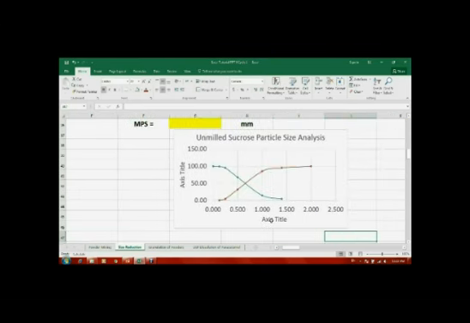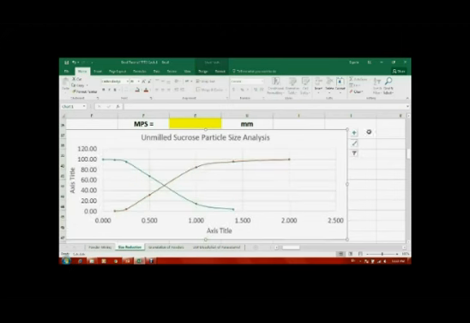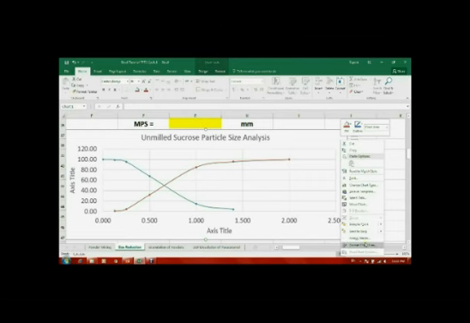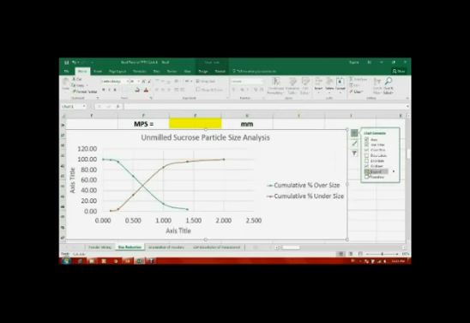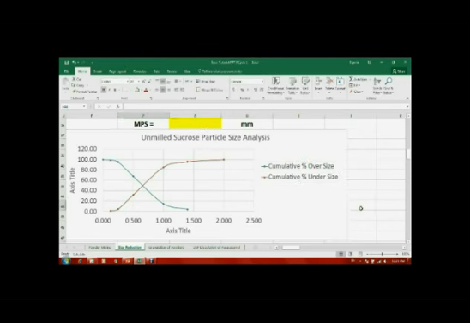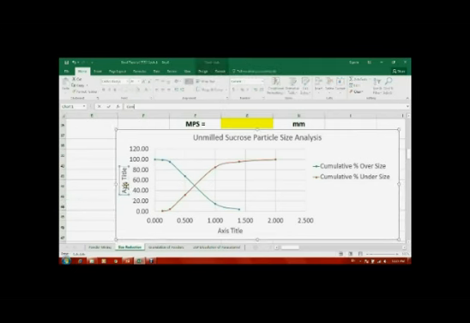50th percentile means that 50% of the particles are below the x-coordinate of this point, and 50% of the particles have their sizes larger than the x-coordinate number.